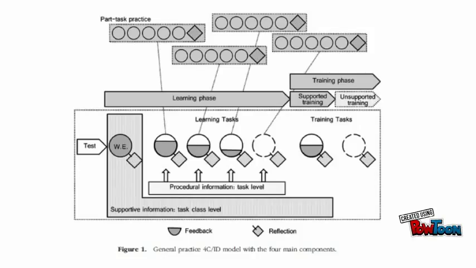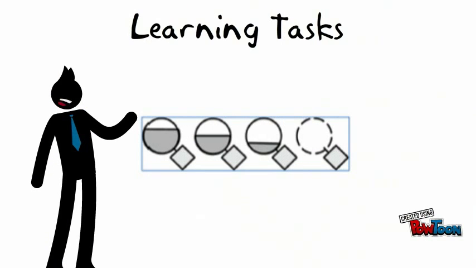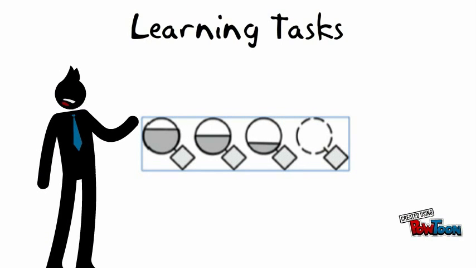Figure 1 from the article nicely depicts the 4C ID model and its four components: learning tasks, supportive information, procedural information, and part task practice. Learning tasks are representative of the physician's work. These include both routine and non-routine tasks.